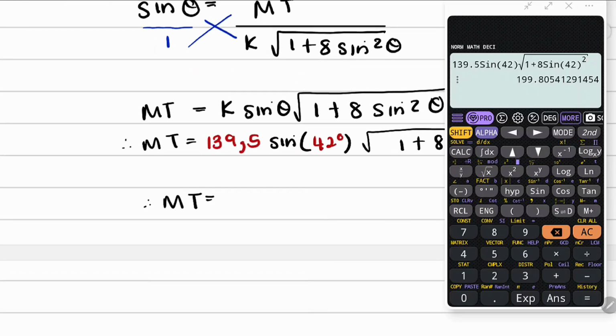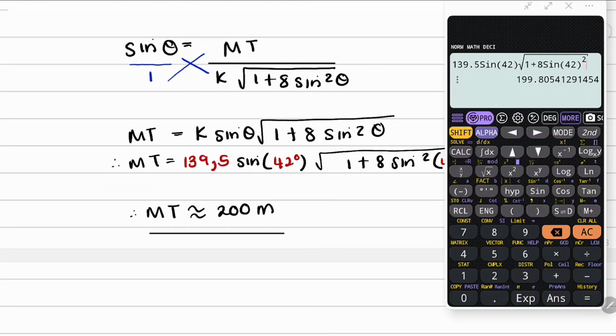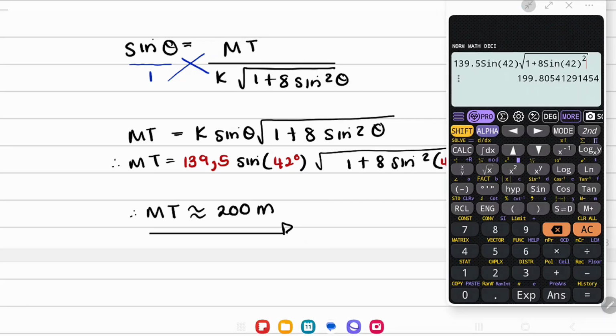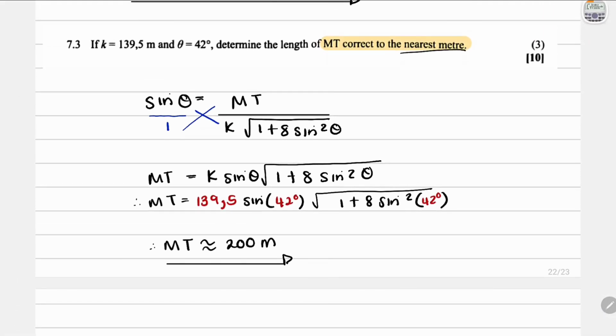So the answer that we get there, the number that we get is 199.80. But they said round off to the nearest meter, meaning to the nearest whole number. Okay, so this is going to be approximately 200 meters. And that is the length of MT. Okay, so that is it for the trigonometry section of this paper, and I will see you guys in Euclidean geometry.